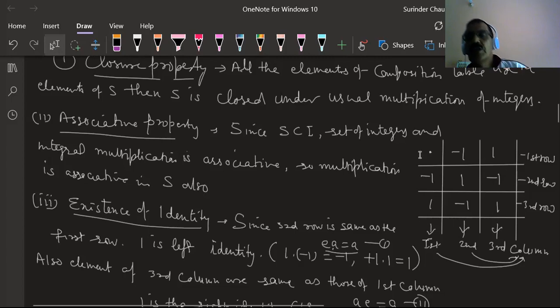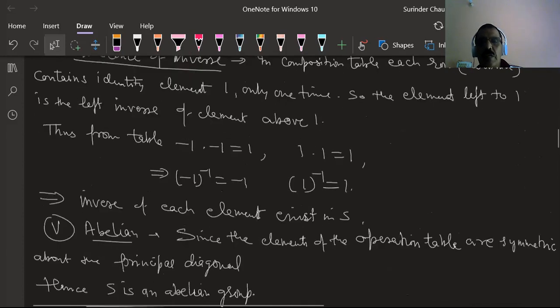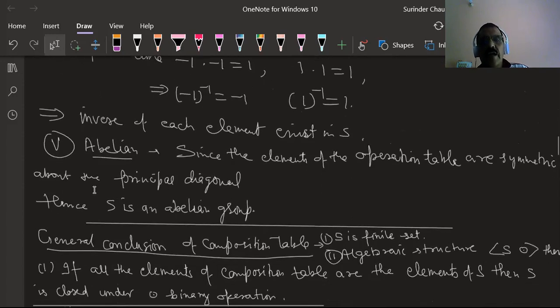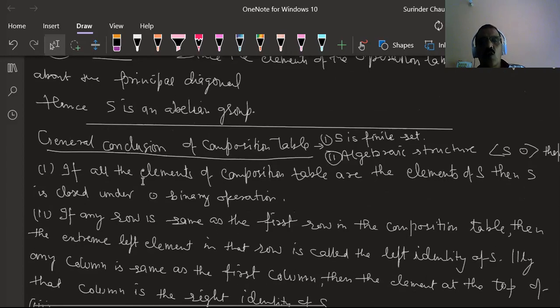So, if the elements in the square array are symmetric about the principal diagonal, it implies the commutative property holds for the usual multiplication of integers in the set S. Hence, S will form an abelian group. Now, we have discussed this with an example. Now, we'll have a complete discussion of this composition table.